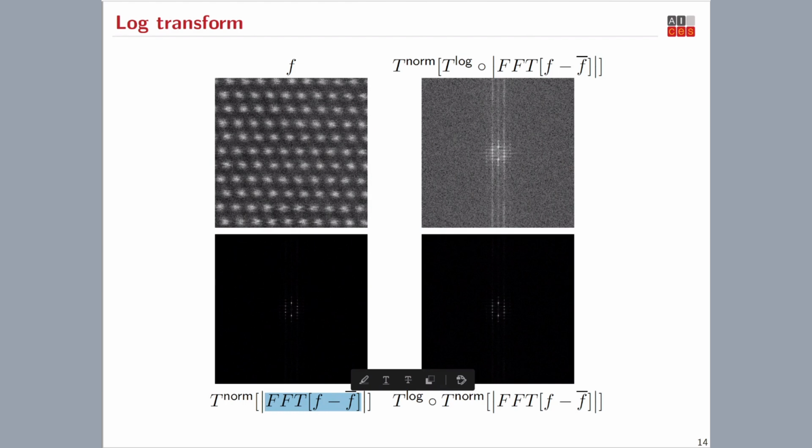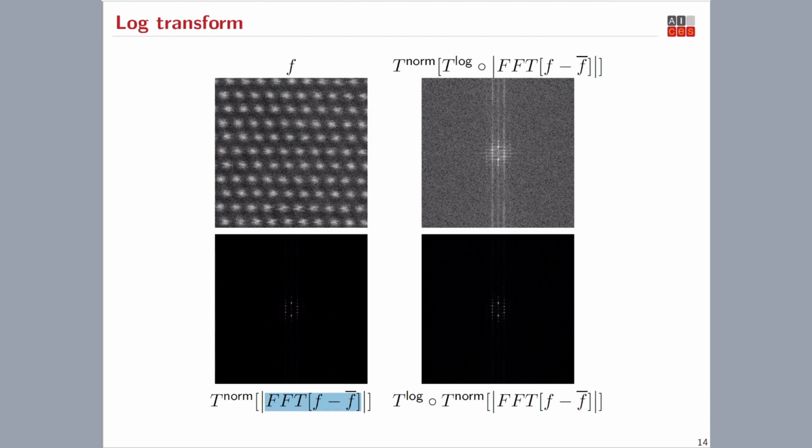But still normalization is not enough. On the lower left, I forgot that you don't see my mouse. On the lower left, you see almost nothing. You can see a tiny bit of the streaks. And if you apply the log transform after that, it doesn't help you anymore.